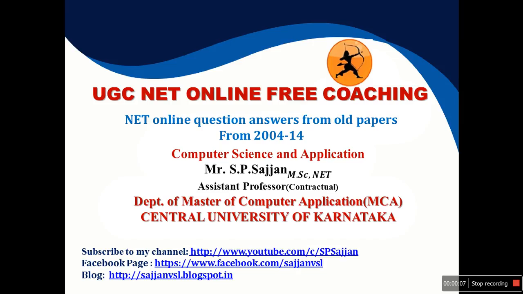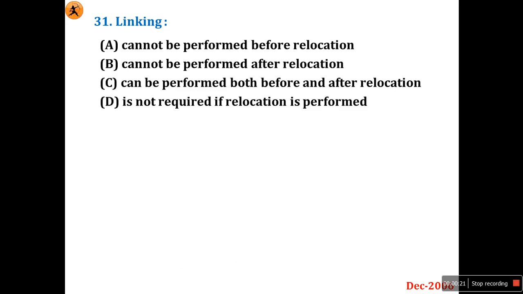Already I have discussed December 2006 question number 1 to question number 30 in first three parts. Today I'll discuss part 4, question number 31 to 40. Look at question number 31. Linking, there are four options. Linking cannot be performed before reallocation, cannot be performed after reallocation, can be performed both before or after reallocation, or it is not required if reallocation is performed. Usually in compiler design, we'll ask questions for 31 to 35.